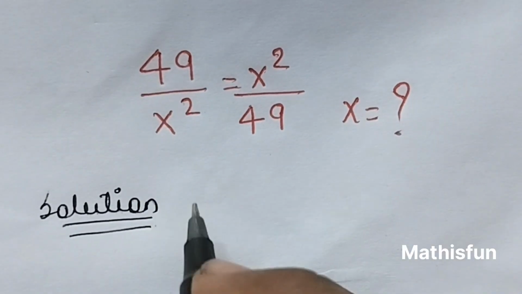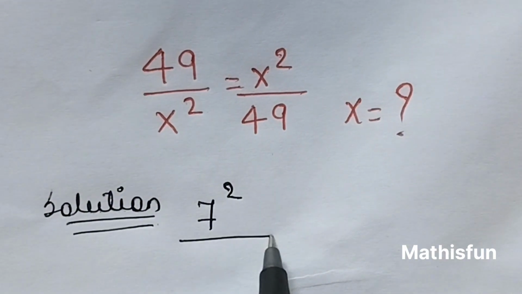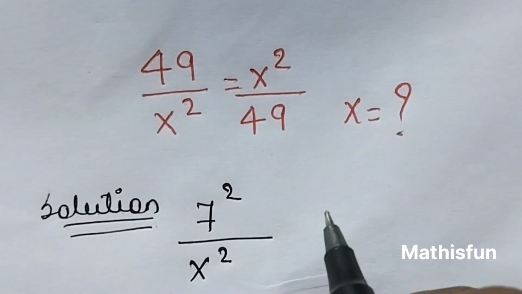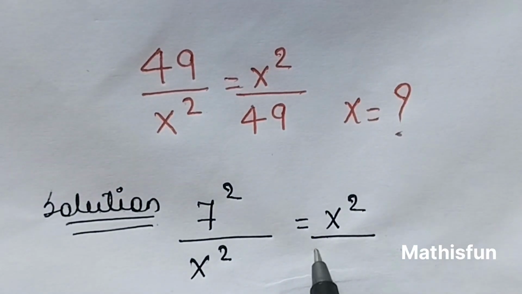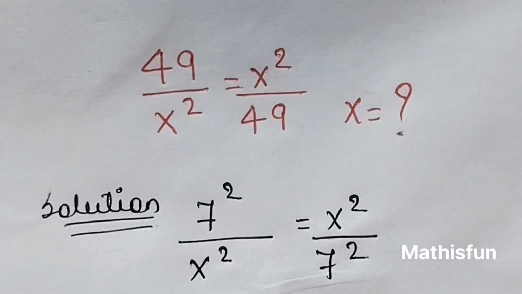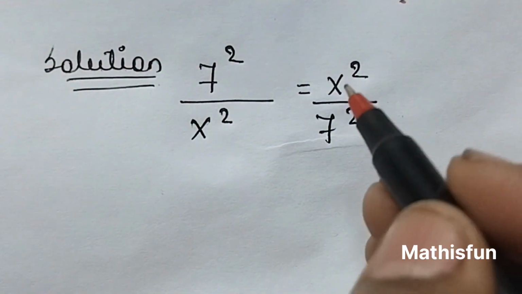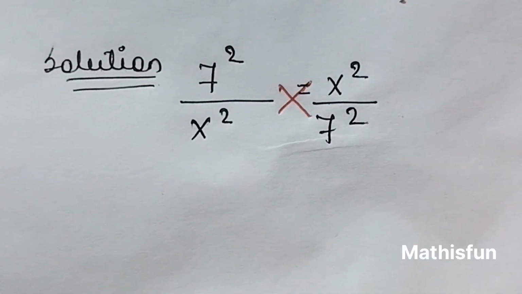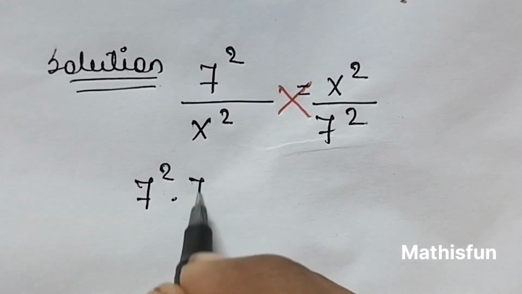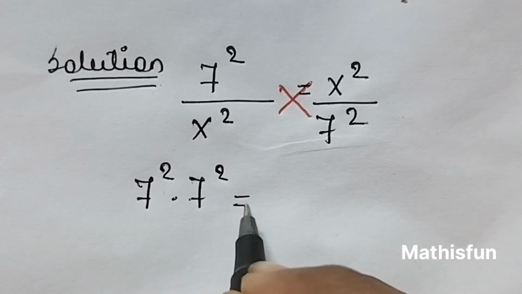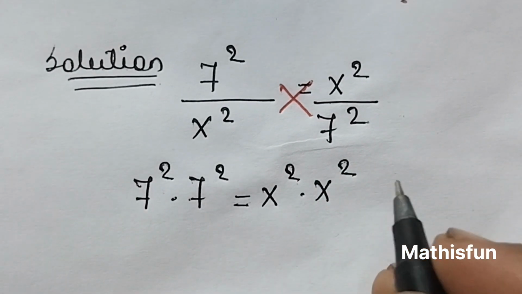49 can be written as 7 square over x square is equal to x square over 7 square. Now we'll cross multiply. So this becomes 7 square multiplied by 7 square is equal to x square multiplied by x square.